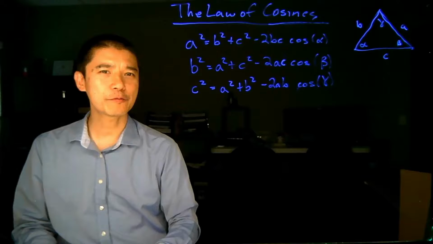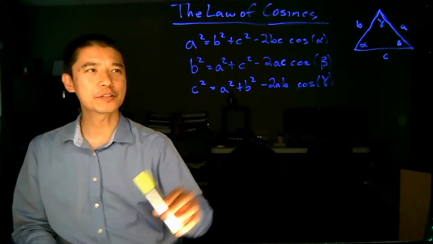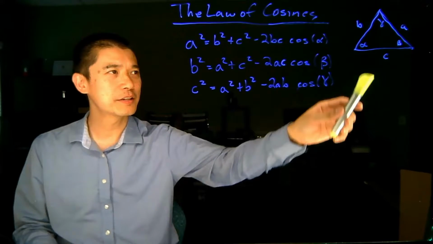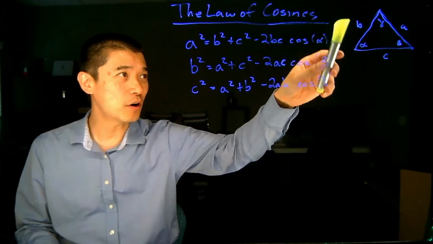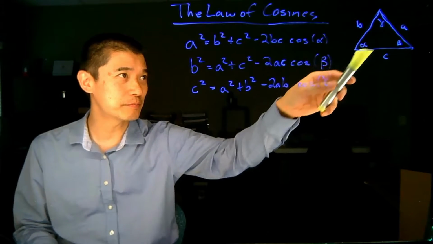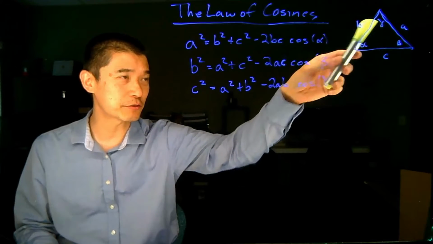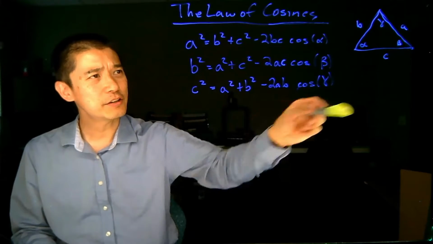There is another set of relationships involving trigonometric functions. This is known as the law of cosines. So once again, we have our triangle ABC and alpha, beta, gamma, all relative to each other. A is across from alpha, B is across from beta, C is across from gamma. And here are the formulas.